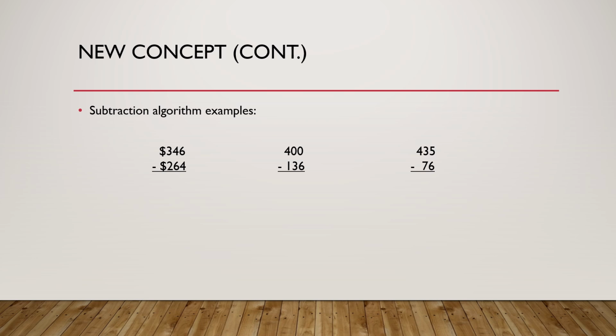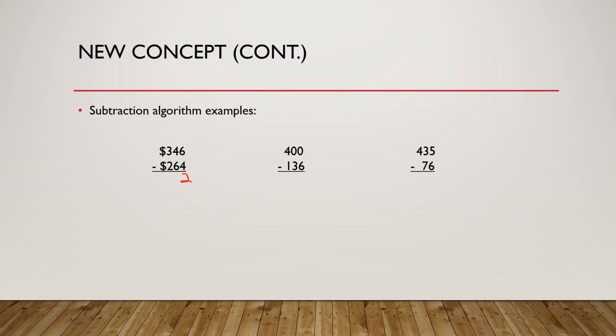So here's where we're going to practice our subtraction algorithm. We'll do this problem with the dollar signs on the left first. So when we're doing subtraction with multi-digit numbers, we always start with the ones place. So that means we're going to be doing 6 minus 4 first. So our first step in this problem would be 6 minus 4, which is 2.